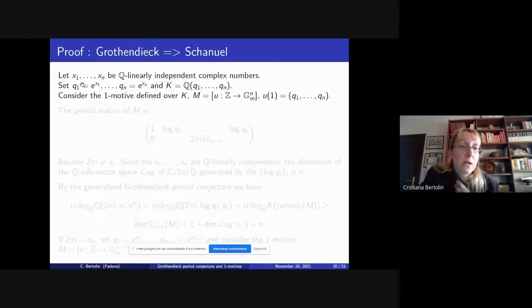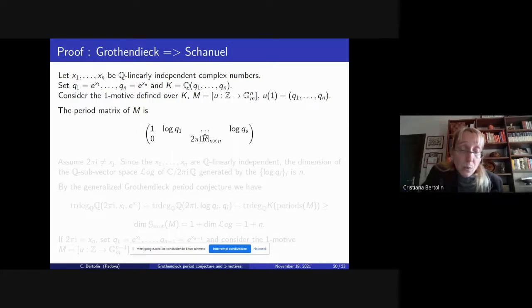So we start with x1, ..., xn Q-linearly independent complex numbers. We set Qi equal to e to the xi, and we take as a field of definition of the 1-motif just the field generated by Q1, ..., Qn over Q. Now we can construct a 1-motif defined over this field in this way. We take Z and n copies of the torus Gm, and we define u sending 1 to the point Q1, ..., Qn that we have defined.